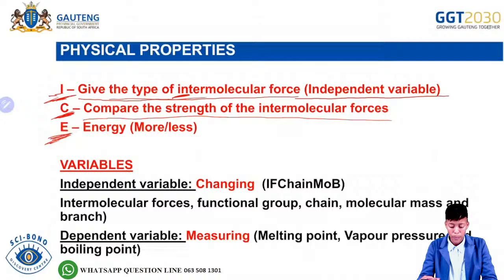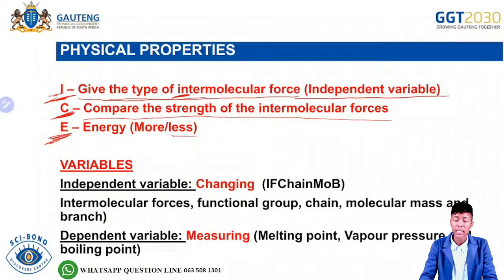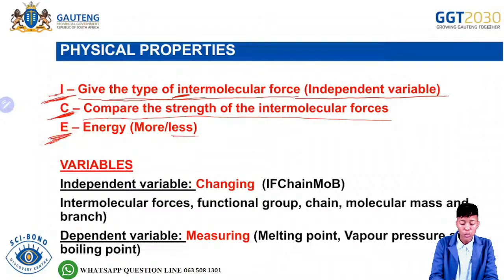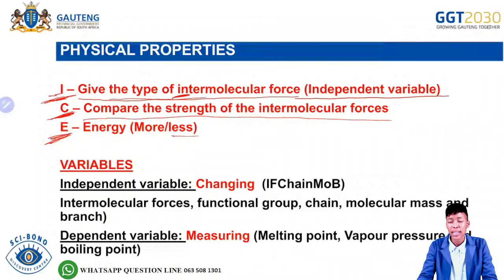With energy, you need to state whether you have more energy to overcome the intermolecular forces, or less energy to overcome the intermolecular forces. So with this ICE, you can then be able to answer. It's normally a 3 marks question or a 4 marks question in question 3 of your paper 2.